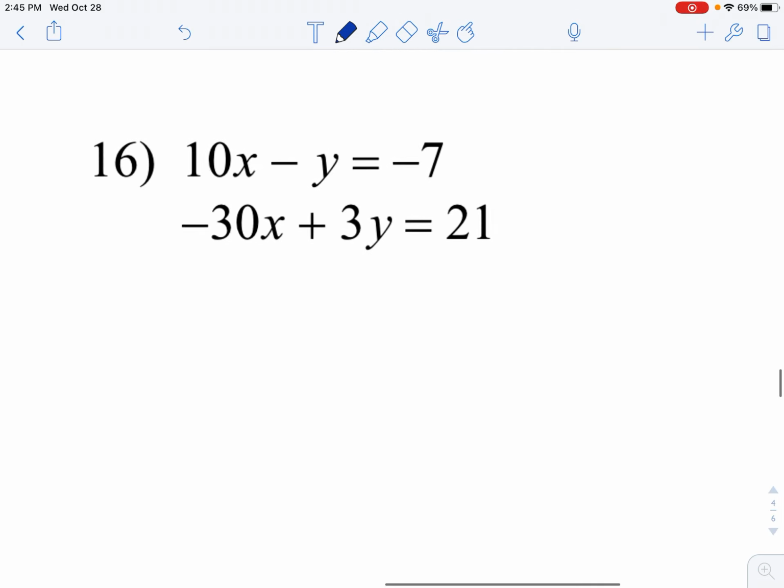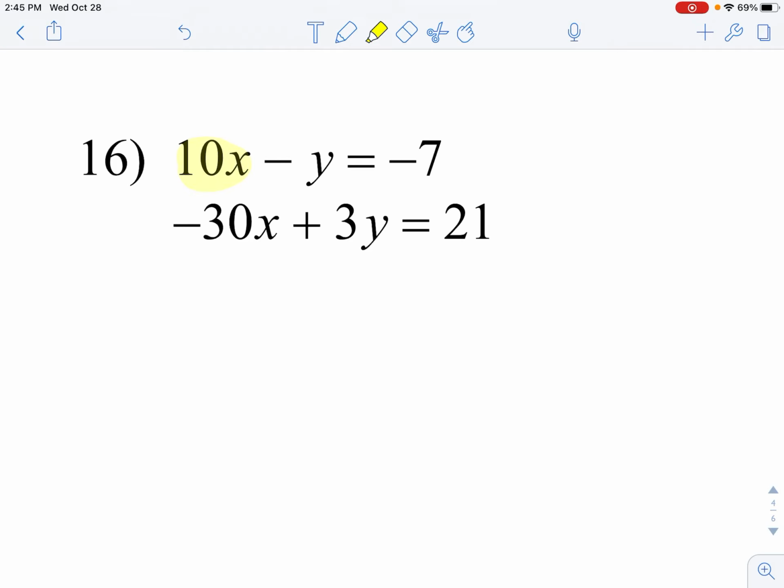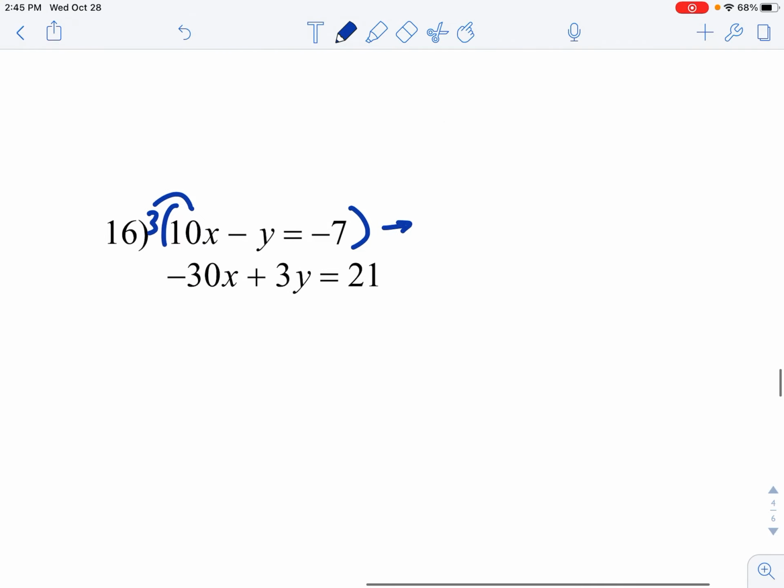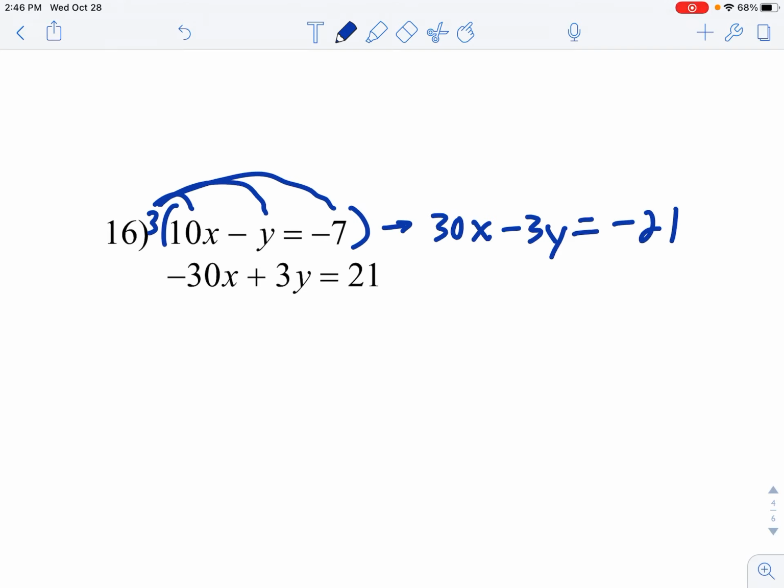All right, let's look at number 16. Again, let's say I want to cancel out the x terms. So I'm going to multiply this by 3, right? 3 times 10 is 30. 30 and negative 30 cancel. So that's my strategy. That's what you've got to come up with, a strategy to do this. So if I multiply by 3, I get 30x. Distribute here, I get minus 3y. There's an equal sign. 3 times negative 7, negative 21. This one, the second equation, I don't need to distribute anything because that negative 30 is already there. Negative 30x plus 3y equals 21.